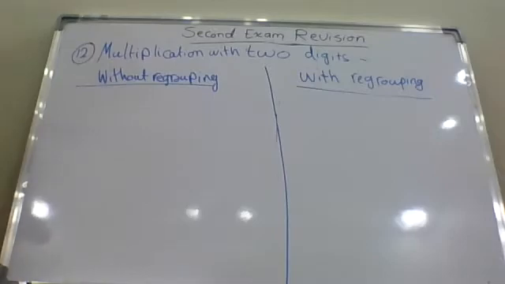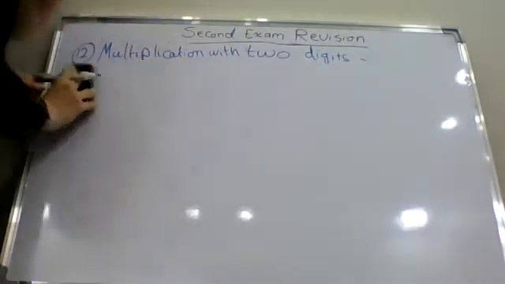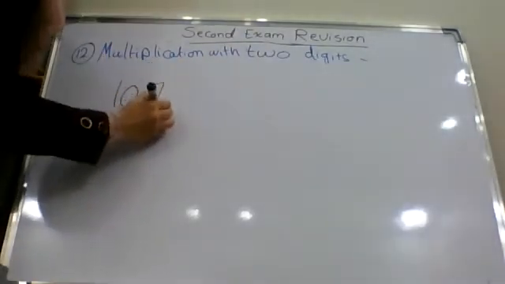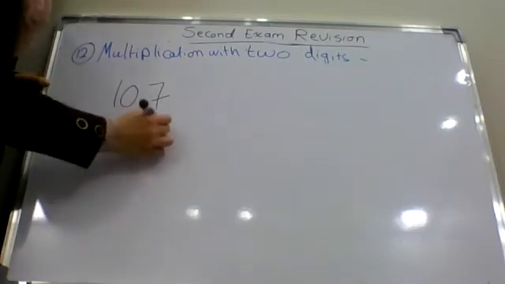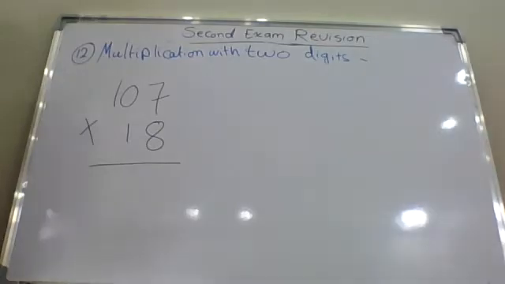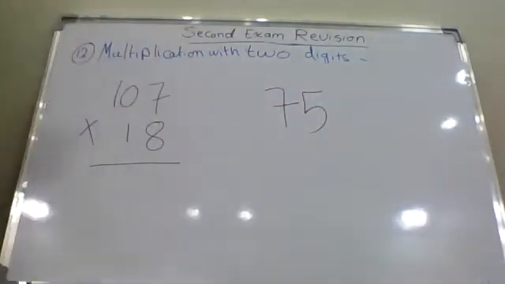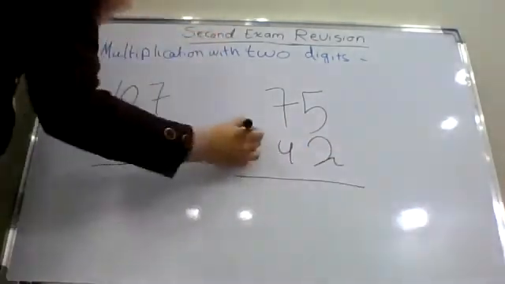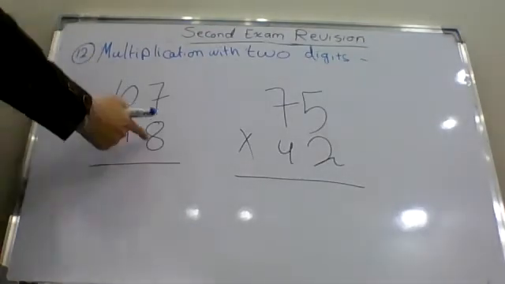Now let's write the first exercise, which is 107. Multiply it with 18, which has 2 digits. And I have the next one, which is 75. We multiply it with 42, okay? I will start with the ones place as usual. 4th grade, focus with me now. I have to start with the first one.